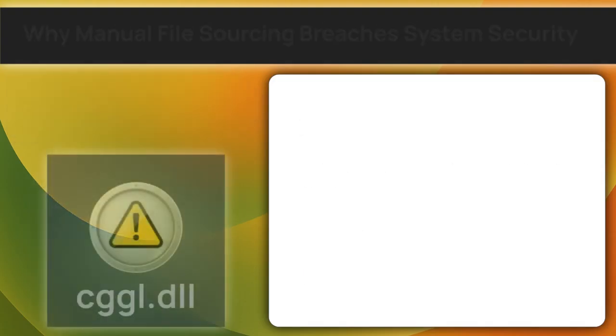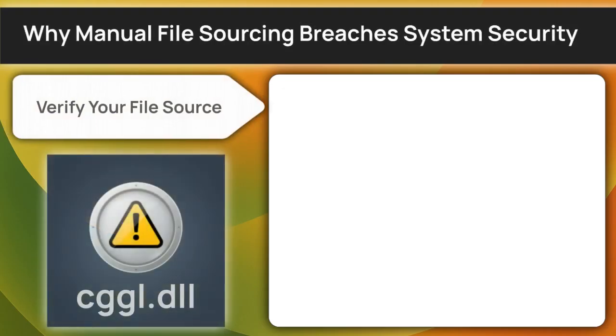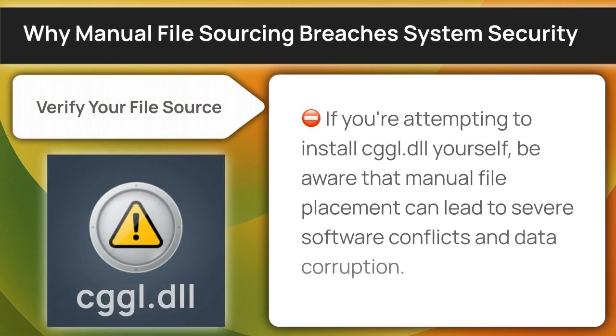To avoid future system conflicts, there is one specific security trap we should discuss. Safety first, never attempt to replace Cggl library DLL with files found on random download portals. These sites lack quality control and often distribute files that are incompatible with modern Windows updates.